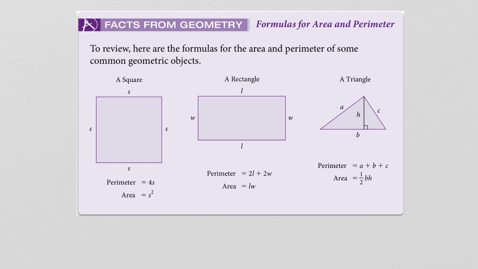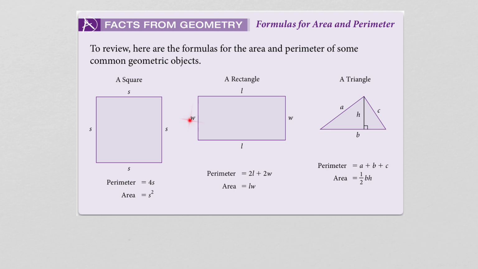Another thing that will be expected from students in this course is you should know some basic facts from geometry for area and perimeter of a square, a rectangle, and a triangle. So remember, perimeter is the distance around. So for a square, it's s plus s plus s plus s, which is 4s. And the area is basically length times width, which is s times s, which is s squared.